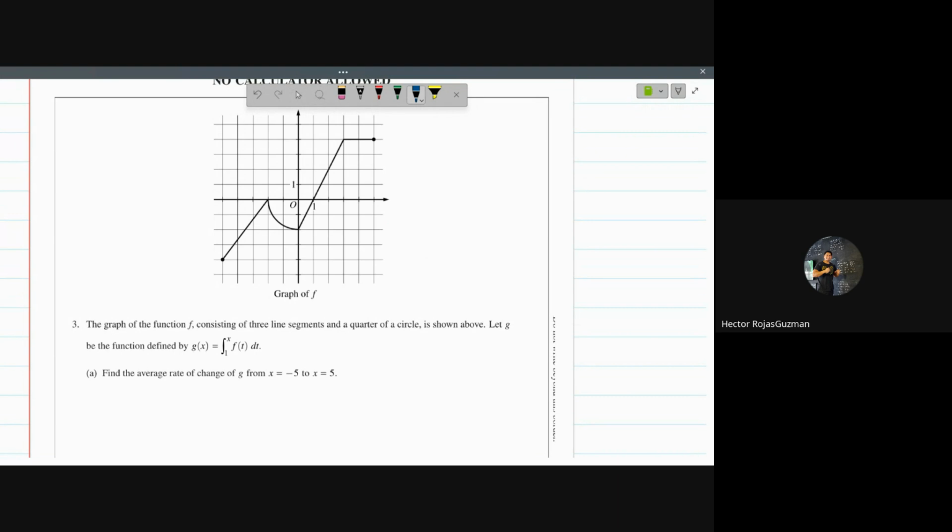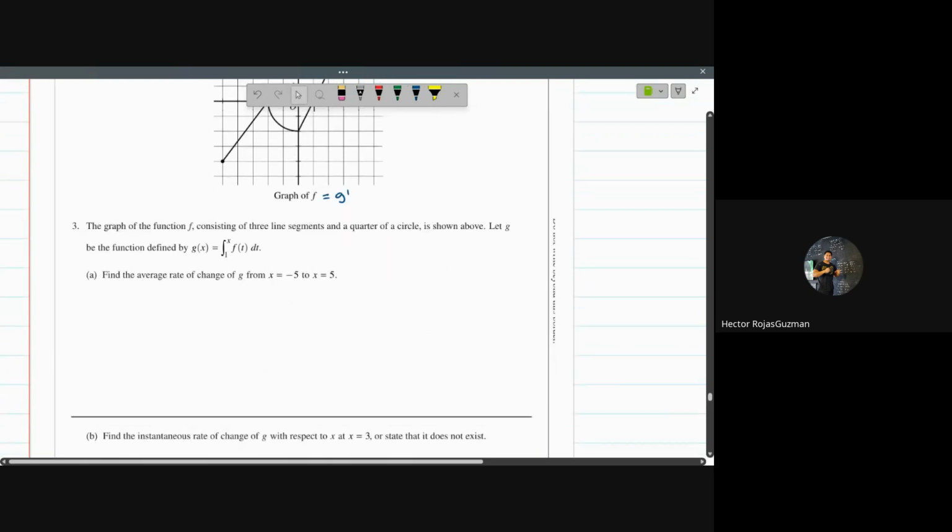Okay. Question 3. We have the graph of the function f consisting of 3 line segments, a quarter circle, and we know that g is the antiderivative of f. Because this is the graph of f, this is basically the graph of g prime. Find the average rate of change of g from -5 to 5. Easy question. Average rate of change is a Math 1 topic.